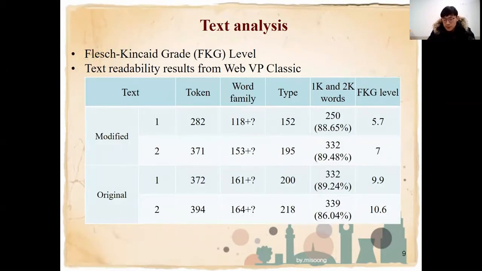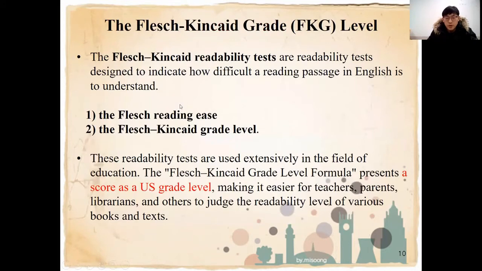I analyzed two text types, modified and original, using the Flesch-Kincaid Grade, FKG level, and text readability results from WebVP Classic. I will briefly introduce the FKG level. The Flesch-Kincaid readability tests are designed to indicate how difficult a reading passage in English is to understand. There are two types, the Flesch Reading Ease and the Flesch-Kincaid Grade Level. I used the second one. This Flesch-Kincaid Grade Level formula presents a score as a US grade level.